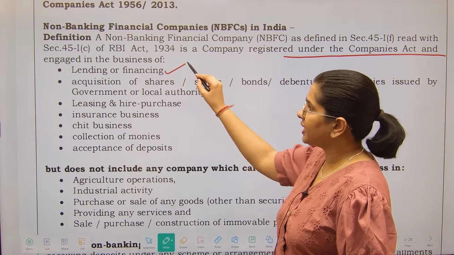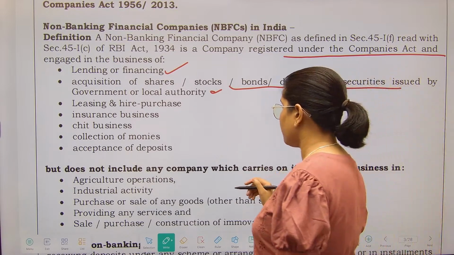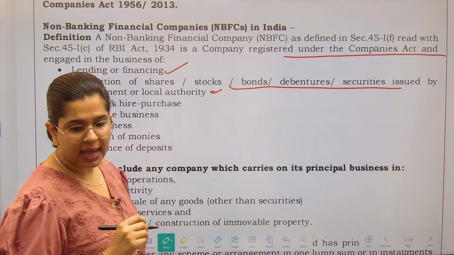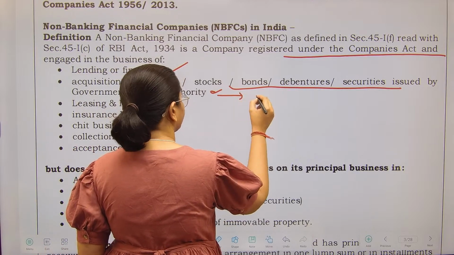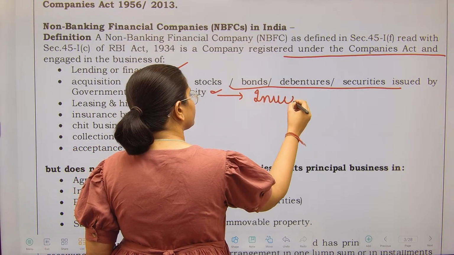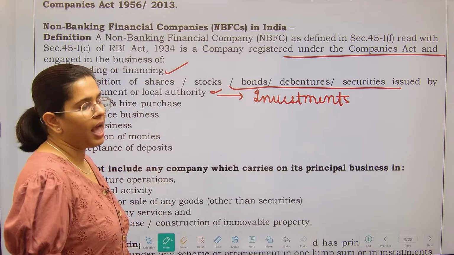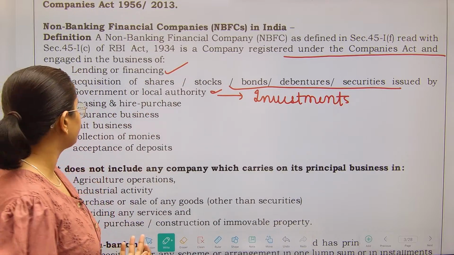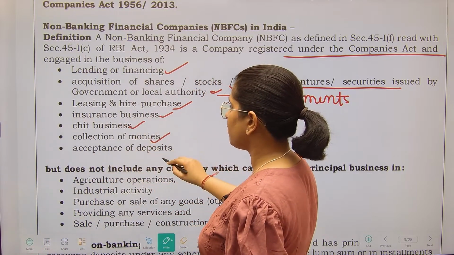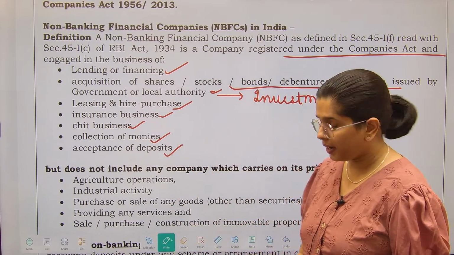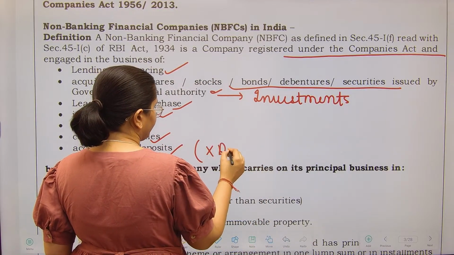So lending or financing, acquisition of shares, stocks, bonds, debentures. See why it is going to do that? Any entity that has money with it, ऐसी कोई भी entity जिसके पास में पैसा होता है, they make investments, right? They make investments, and so they are also making the investment. Leasing and hire purchase, insurance business, chit business, collection of monies, acceptance of deposits. But here not demand deposit. Deposit ले सकते हैं, but that could not be demand deposit.